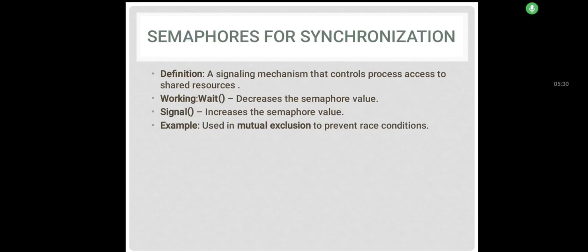And next is semaphores. By definition, a signaling mechanism that controls process access to shared resources. And how it works: wait and signal. Wait decreases the semaphore value. Signal increases the semaphore value. For example, used in mutual exclusion to prevent race conditions.